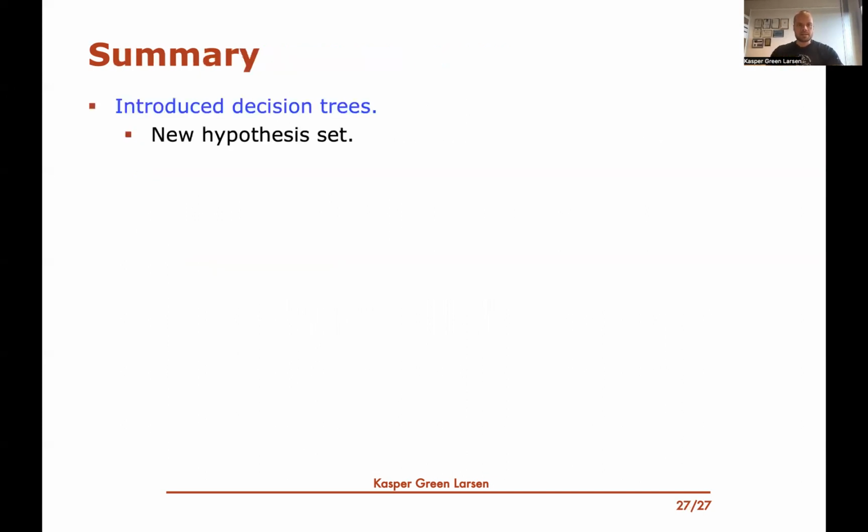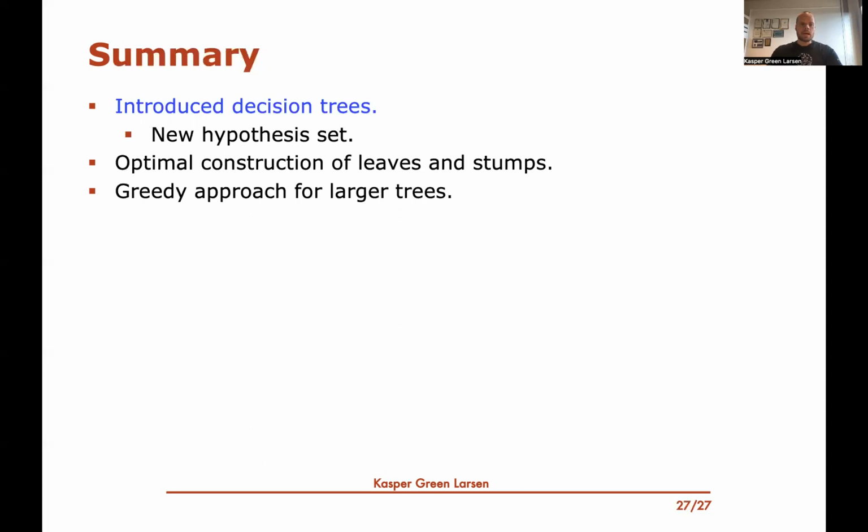So in summary, in these 2 videos, we introduced decision trees as an alternative hypothesis set to these linear models, right? And we also showed how you can construct leaves and decision and regression stumps optimally, basically just by trying all the possibilities for the splits, and then just computing the optimal value to return in the leaves. And we can combine this with the greedy approach to build even larger trees where we just repeatedly replace a leaf by a decision or regression stump.